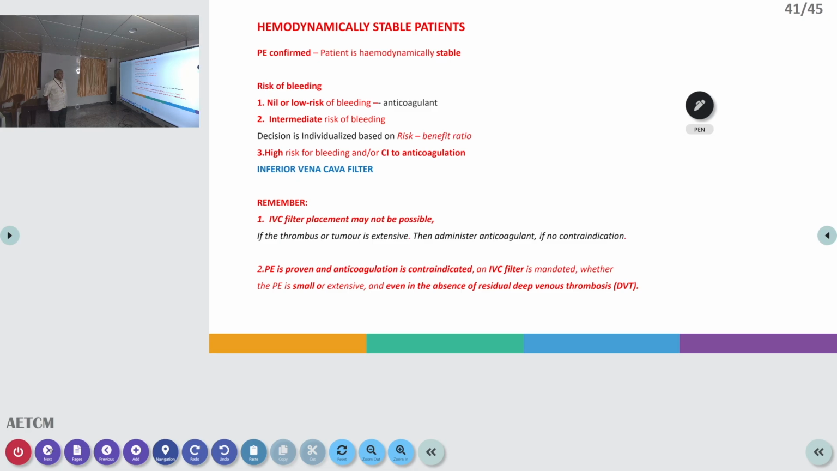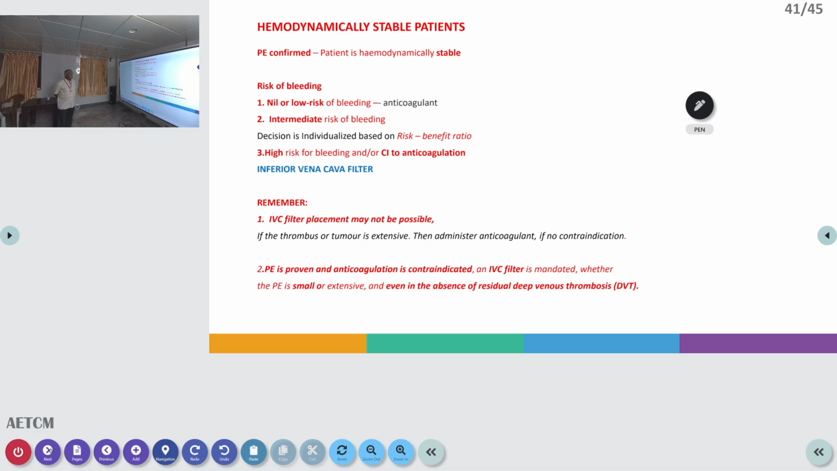You have to substantiate why you want to give. And then, high risk for bleeding or contraindication to anticoagulation: immediately go for inferior vena cava filtration, just to prevent further recurrences. Remember, IVC filter placement may at times not be possible if the thrombus or the tumor is extensive. In such cases, the alternative is administration of the anticoagulant if there is no contraindication for the same.